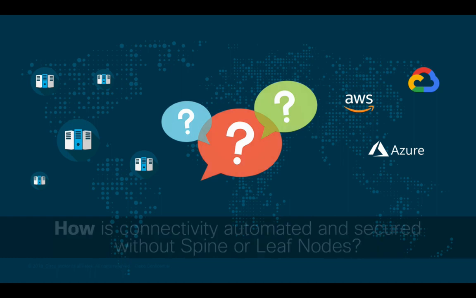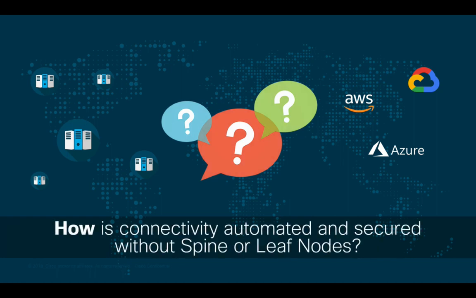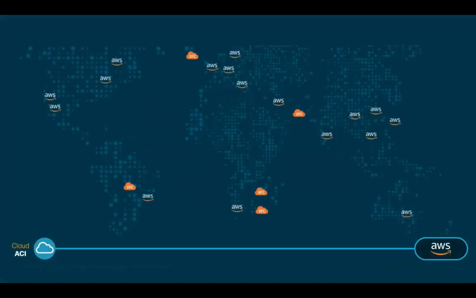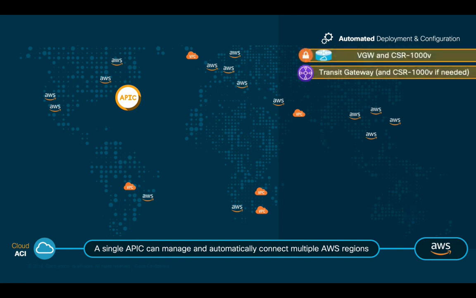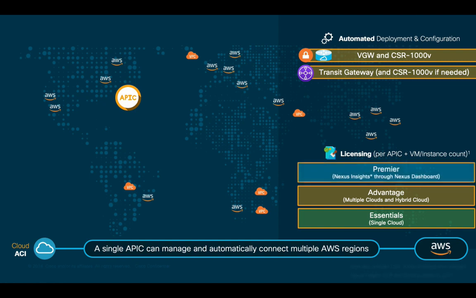So, you may be wondering by now, how does ACI automate and secure cloud connectivity if we don't have any spine or leaf nodes? Well, as you may remember, each cloud provider has multiple regions and availability zones globally. In the case of AWS, ACI automates and secures cloud connectivity across VPCs and regions through a single Cloud APIC, which automatically deploys and configures VGWs and CSRs if you choose to use a hub-and-spoke model, or transit gateways if you prefer. In terms of licensing, you just need to choose the right option for each Cloud APIC you deploy based on your needs, defining how many instances or VMs you need to connect.